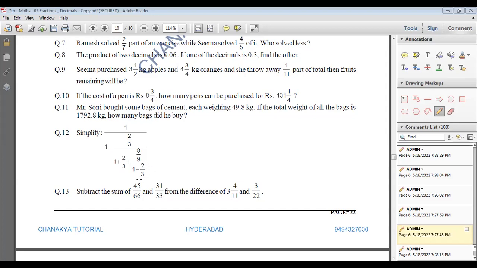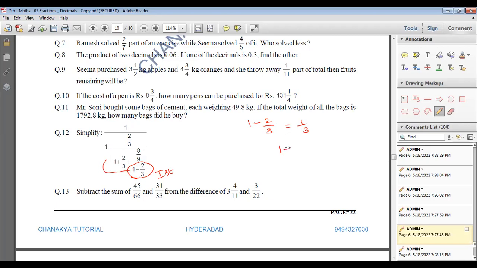No, I should give a clue, right? Yes, this is the first step. First you should do, first step, then whatever you are getting, that should be the answer. Suppose this is 1 minus 2 by 3. First you should do 1 minus 2 by 3, so it's 1 by 3. Now again you have to combine here, this part should be solved.